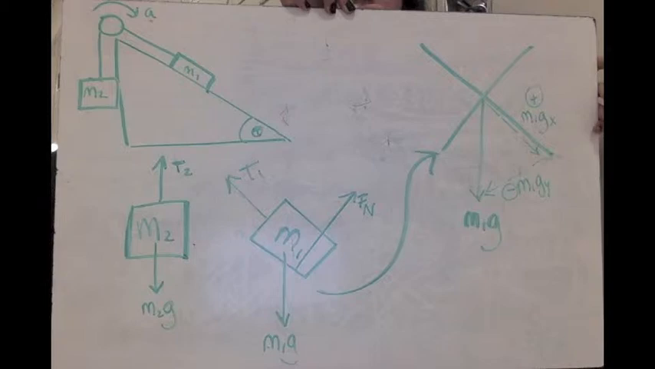And for the mass of 1, the force of gravity is what we need to make our components for, because that's on an incline. So on the axis we drew our components, and we have the x component going to the right, so it's positive, and the y component's going down, so it's negative.